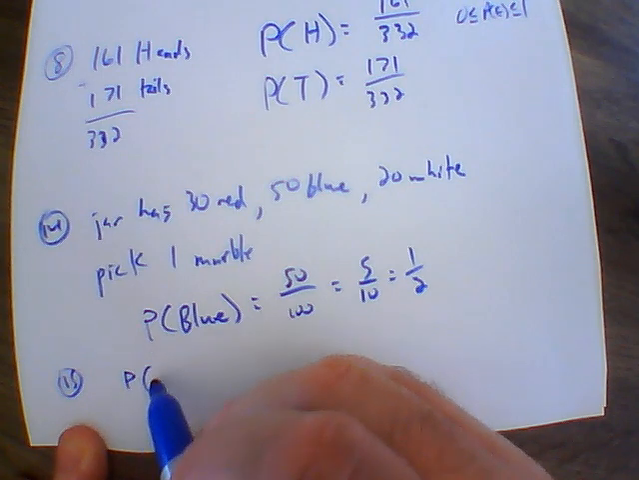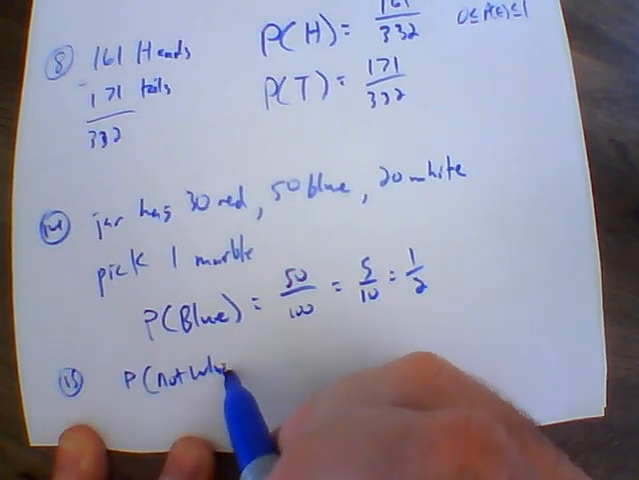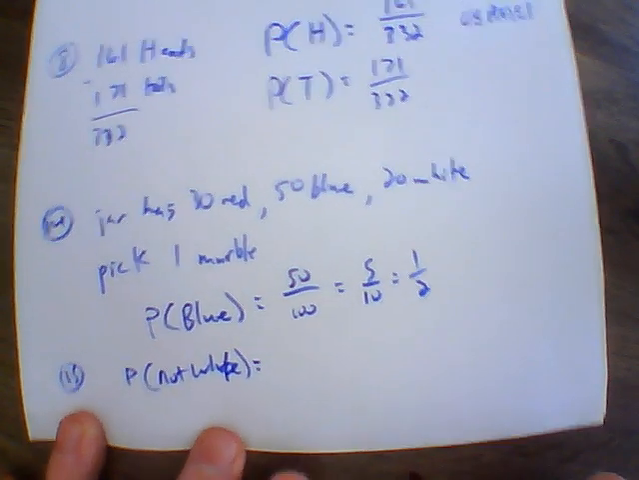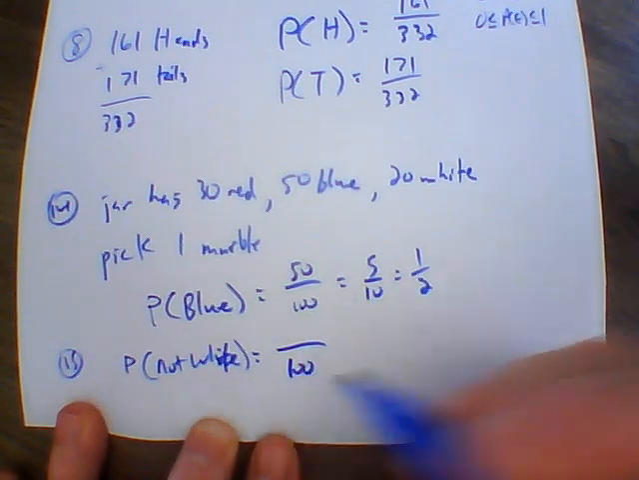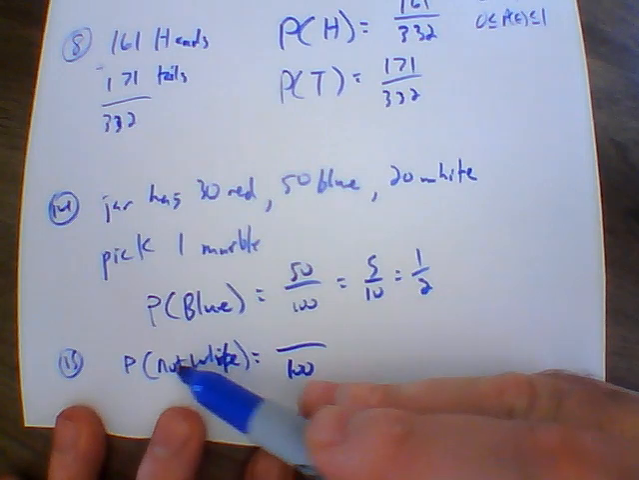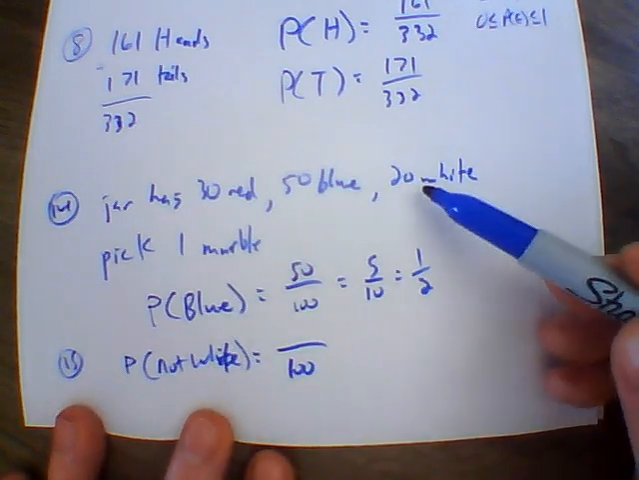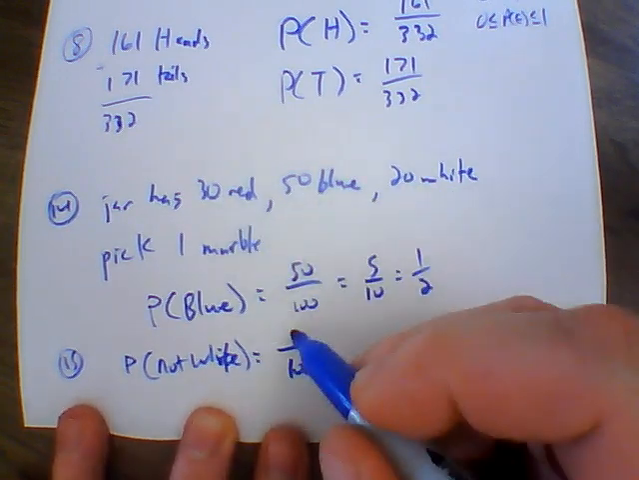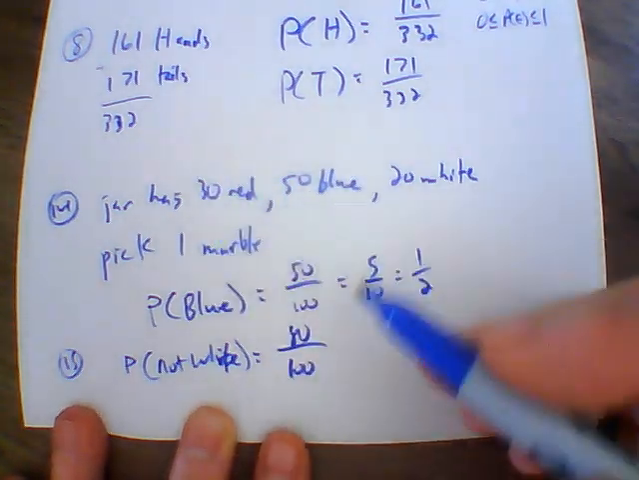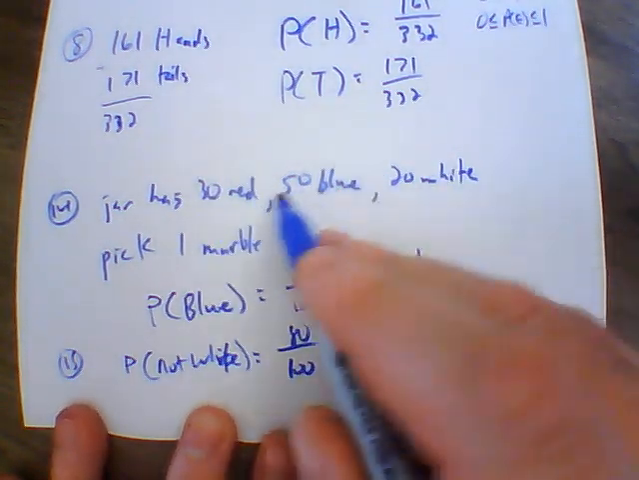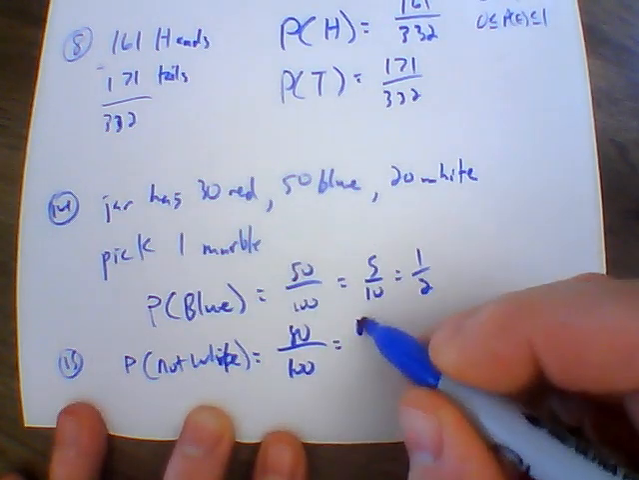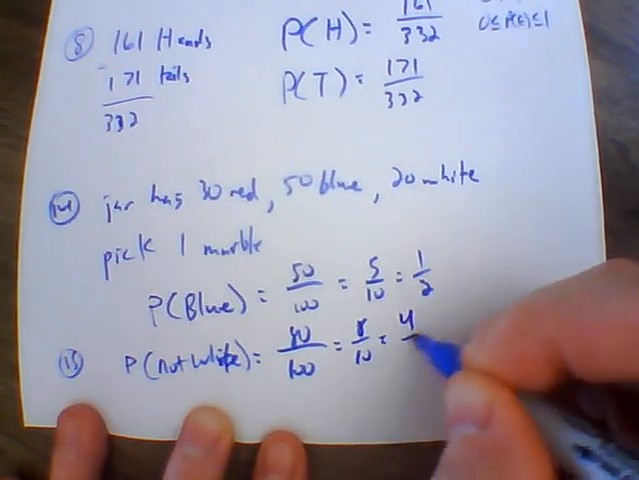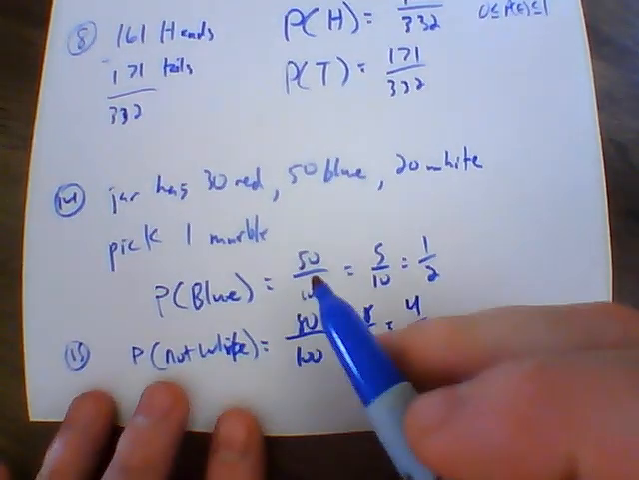15 says probability of not white. If we consider there are 100 marbles in here, how many are not white? White is 20. We look back here. There are 80 that are not white because they're red and blue right here. So there's 80 that are not white. Once again, that's 8 over 10, which would be a 4/5 chance.